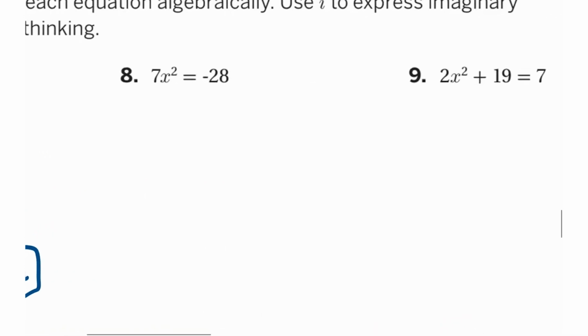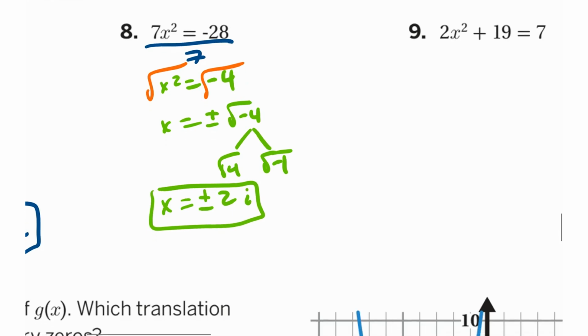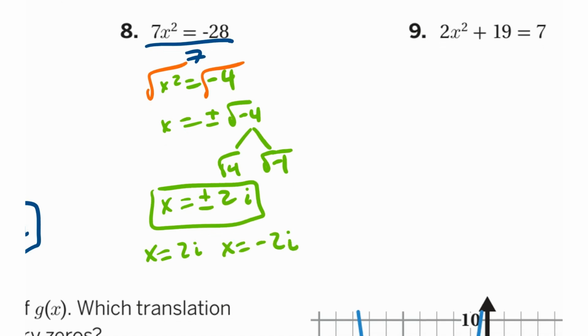Number 8. First thing I'm going to do, divide by 7. x squared is equal to negative 4. Take the square root of both sides, which gives me plus or minus the square root of negative 4. I know the square root of 4 is just 2, and the square root of negative 1 is just i. And so I get my two solutions of x equals 2i and x equals negative 2i. Again, you can write your answer as either of these. I think the book usually kind of looks at it like this. I oftentimes am just lazy, so I leave it as plus or minus 2i.